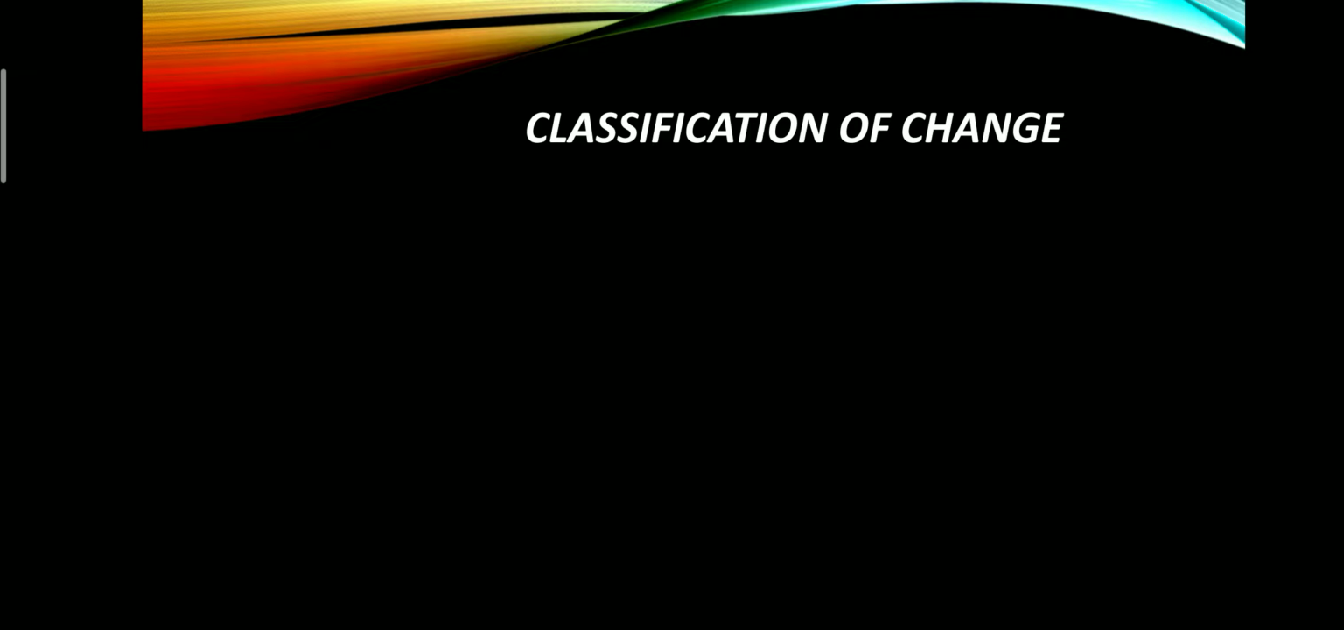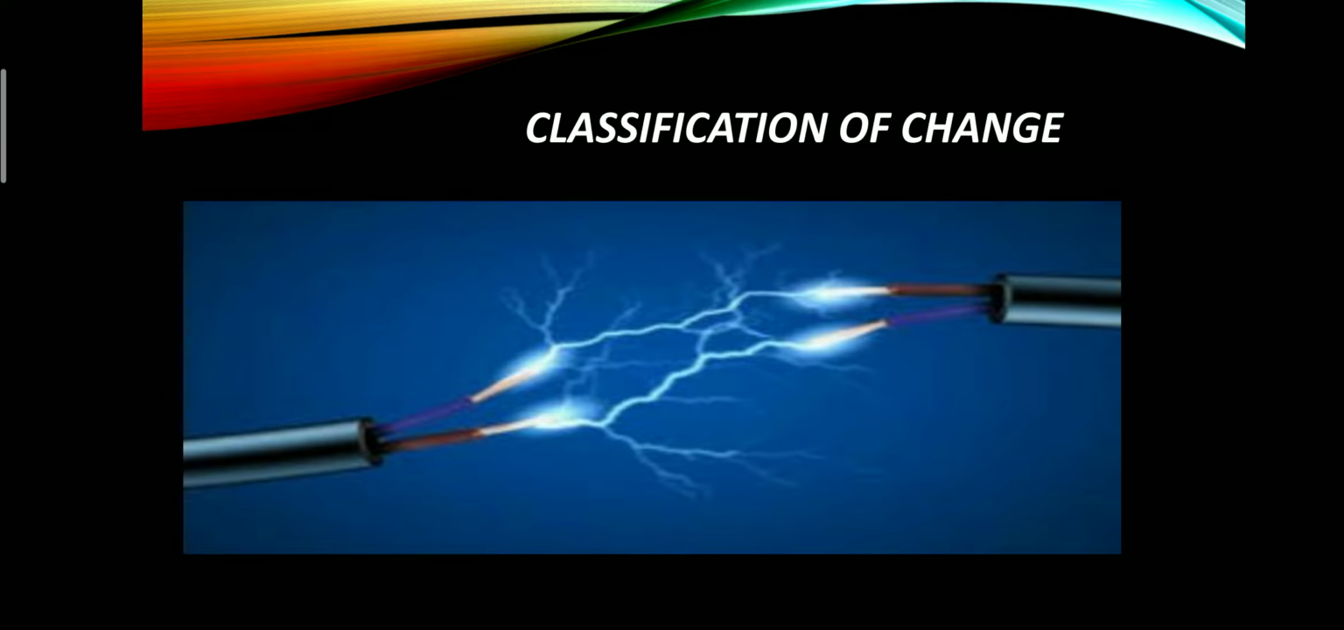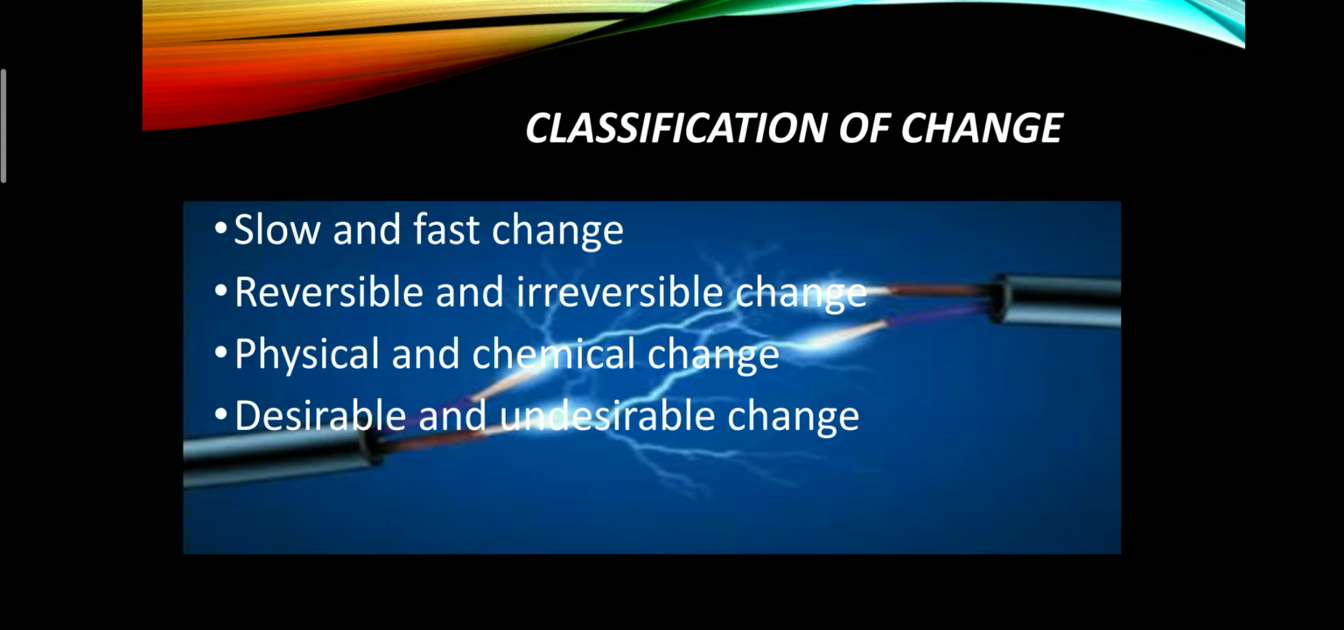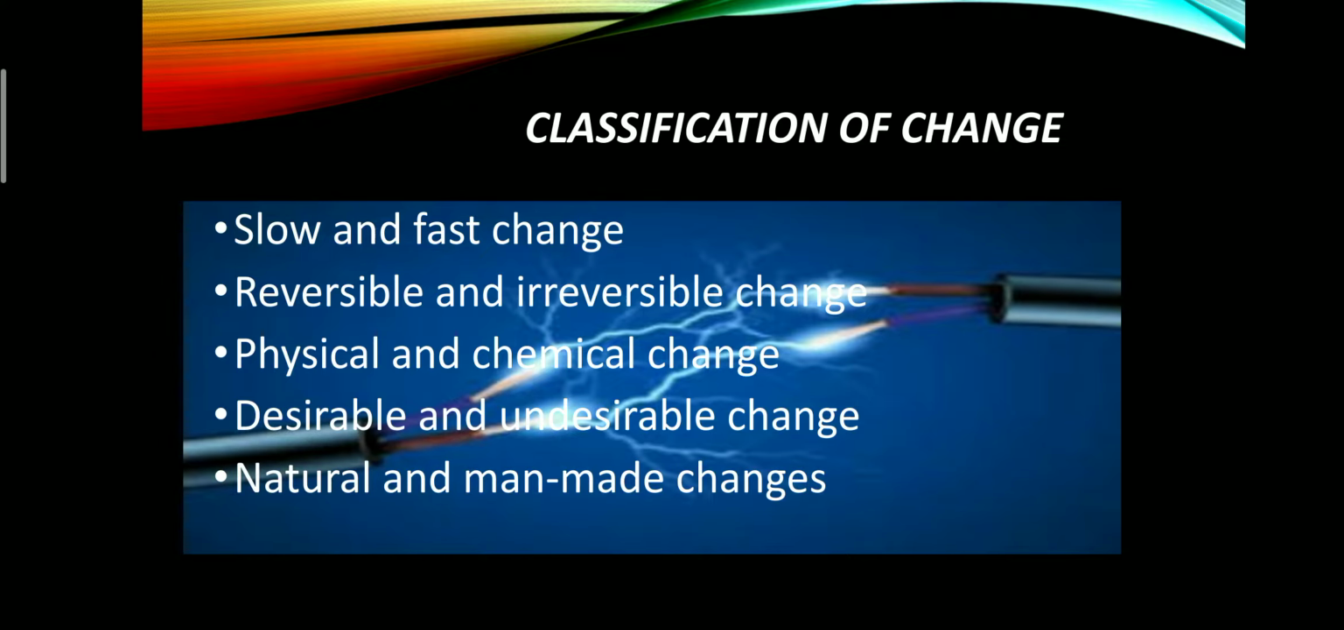Next, let's see what are the classifications of changes. First, it is slow and fast change, reversible and irreversible change, physical and chemical change, desirable and undesirable change, natural and man-made or artificial change. First, let's see what is slow change.